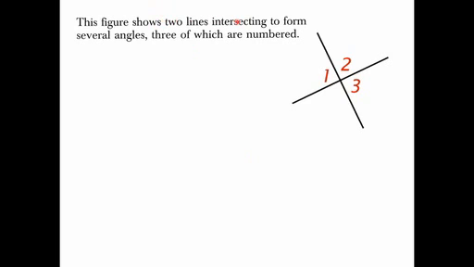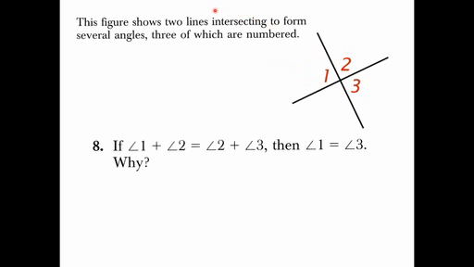We've got a given, we've got two intersecting lines. They form some angles, several angles. We've only numbered 3 of them. And so now, again, he's trying to get you to apply properties from this lesson. If this, then that. So if 1 plus 2 is equal to 2 plus 3, then he thinks 1 and 3 have to be equal. Why is that? Again, look at the if, look at the then, and see what's different.